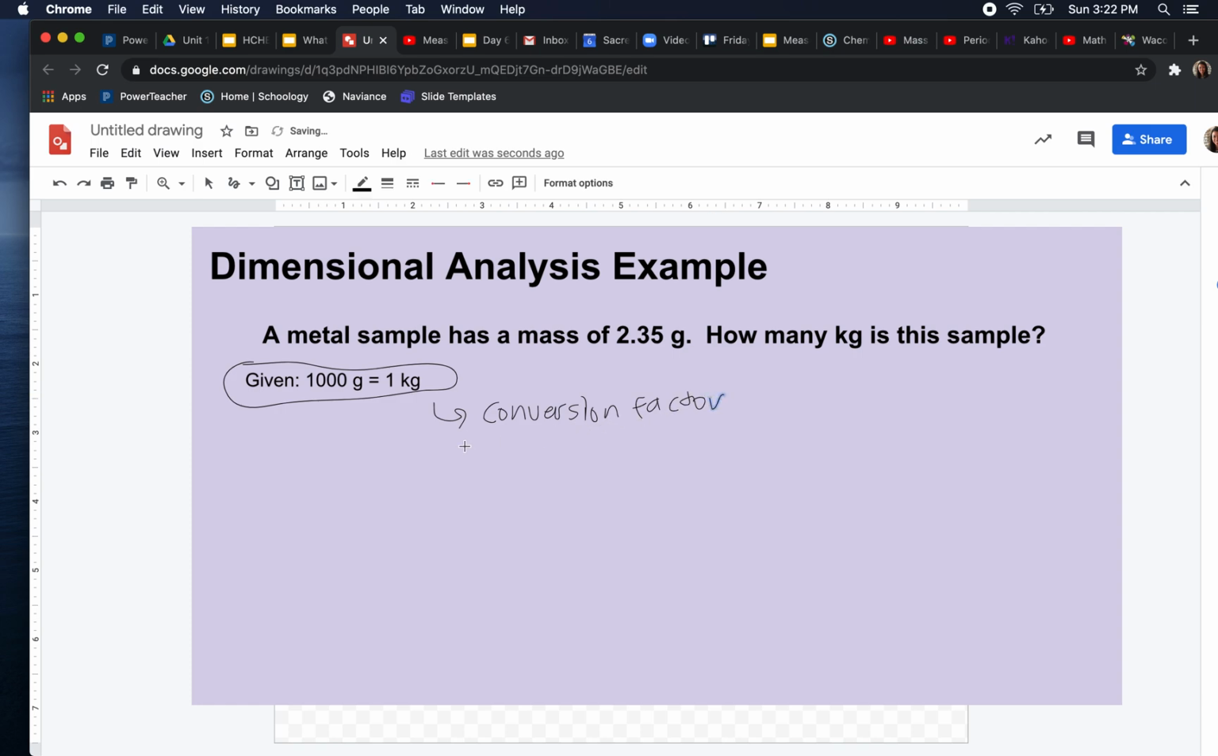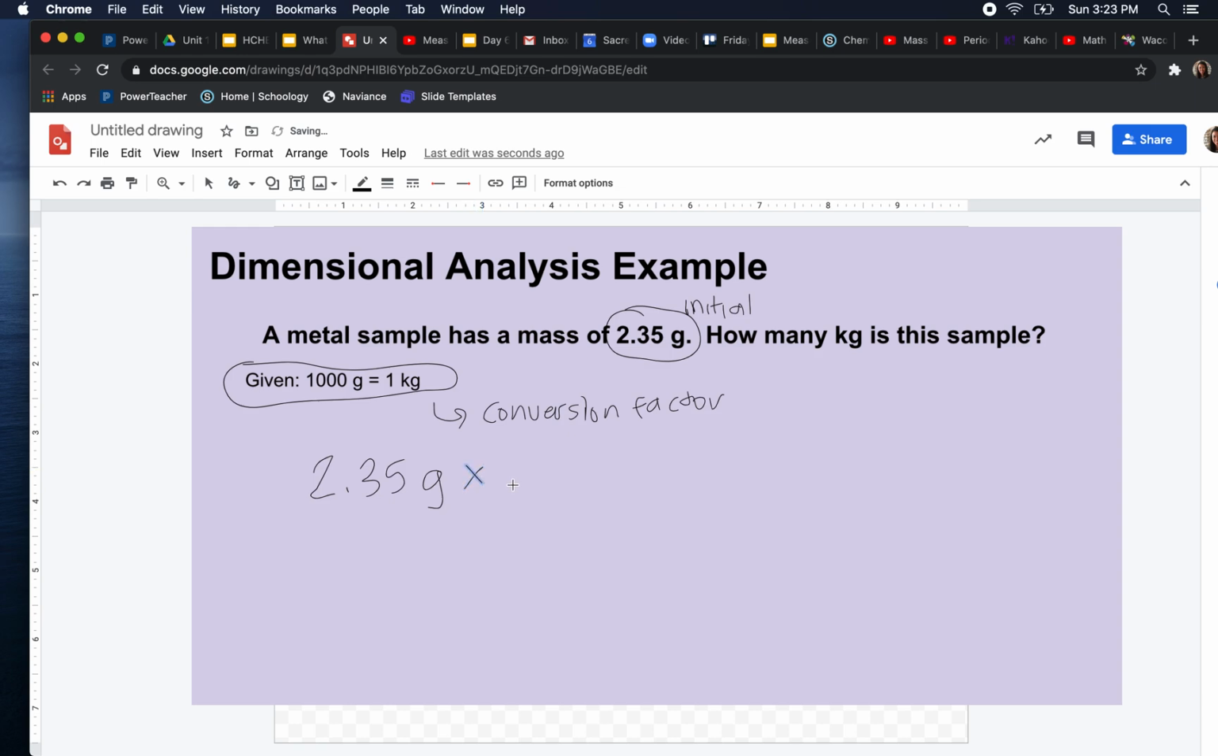Okay, we're going to start off with the value that we're initially given. So this 2.35 grams represents the initial measurement that we are trying to convert. You're always going to want to start off your dimensional analysis calculations with what you're given, what your initial measurement is. And in chemistry class, it's really important that you don't just write the number down, but you also attach units to it. Our goal is to figure out how many kilograms this number is equivalent to. So here's where we take advantage of the conversion factor.